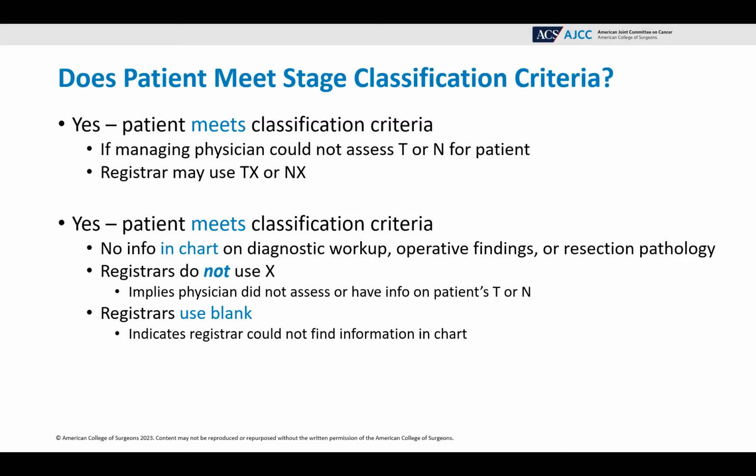So again, if the managing physician could not assess the patient, then TX or NX are valid, if they met that classification criteria, of course. And if they met that classification criteria, but the registrar could not find the information in the chart that they needed, the registrars in that case do not use X, they use blank, because the registrar could not find the information.